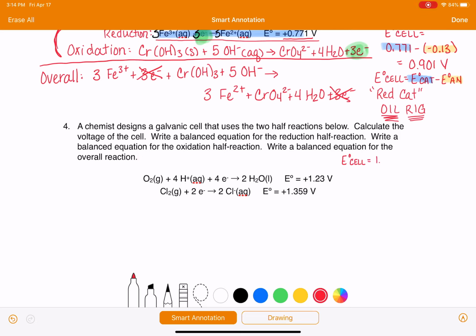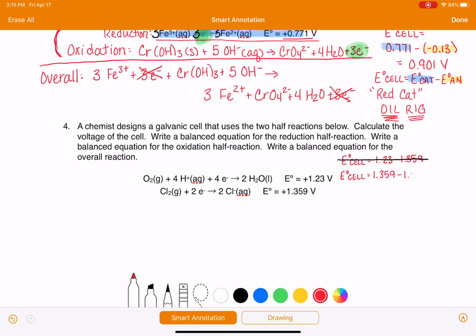I'm just going to try the first one, 1.23 minus 1.359. Before I do the math on that, I can see that that's going to give me a negative number, so I know that that is not the correct way to calculate it. So now I'm going to do it the other way, and I know that this way is going to be right. Only one way will give me a positive number. One way will give me a negative number.